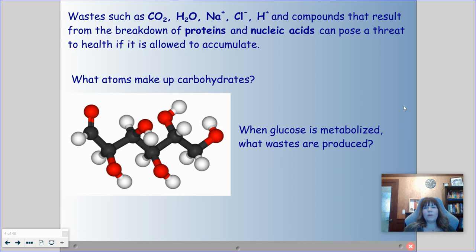But the main ones that I really want you to understand are proteins and nucleic acids. Proteins break down into amino acids, and nucleic acids are what come from DNA. They pose the biggest threat if accumulated to a point where it can become toxic. The reason for that is the nitrogen found in both proteins and nucleic acids. When nitrogen is within your body, if it's not broken down properly, it becomes ammonia, which is extremely dangerous.